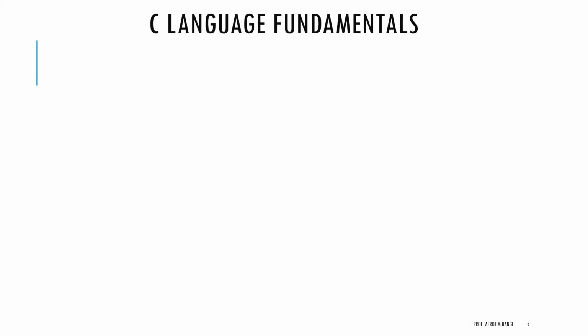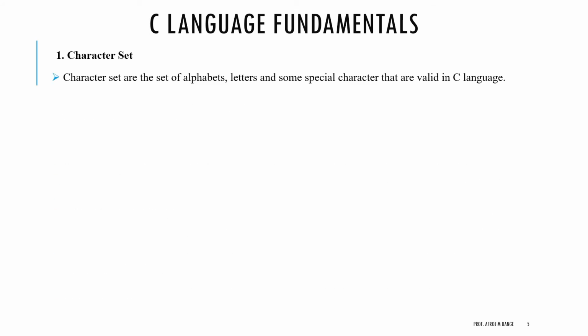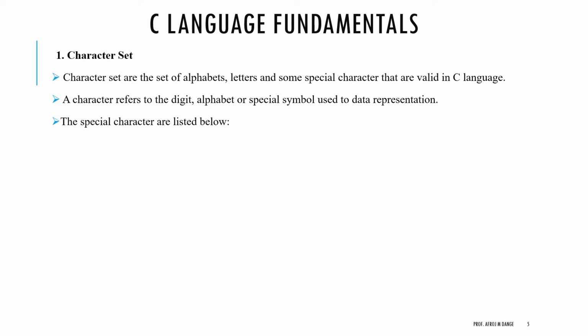Now we see C language fundamentals. In C language fundamentals, first is the character set. Character sets are the set of alphabets, letters and some special characters that are valid in C language. A character refers to a digit, alphabet or special symbol used for data representation. The C character set consists of all uppercase characters A to Z and lowercase characters a to z.